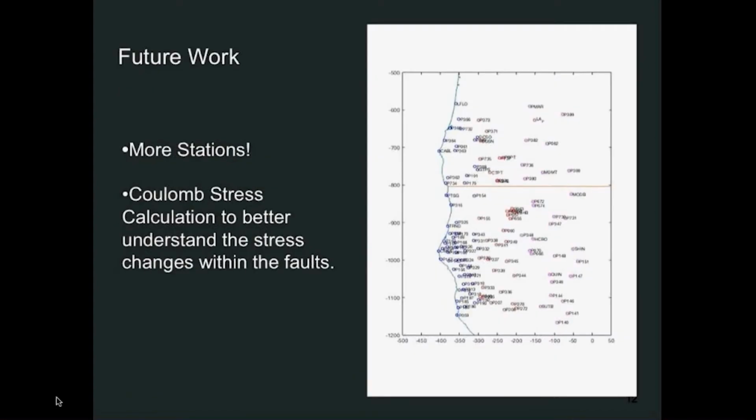In the future, it would be helpful to look at more stations. Today I only talked about 2 stations, but as you can see, there are several stations that I could have looked at. I did about 20, but in terms of presenting, I was only able to confine it to 2 stations. And in addition to looking at more stations, it would be helpful to do a Coulomb stress calculation to better understand what's actually happening with the stress changes in the fault.